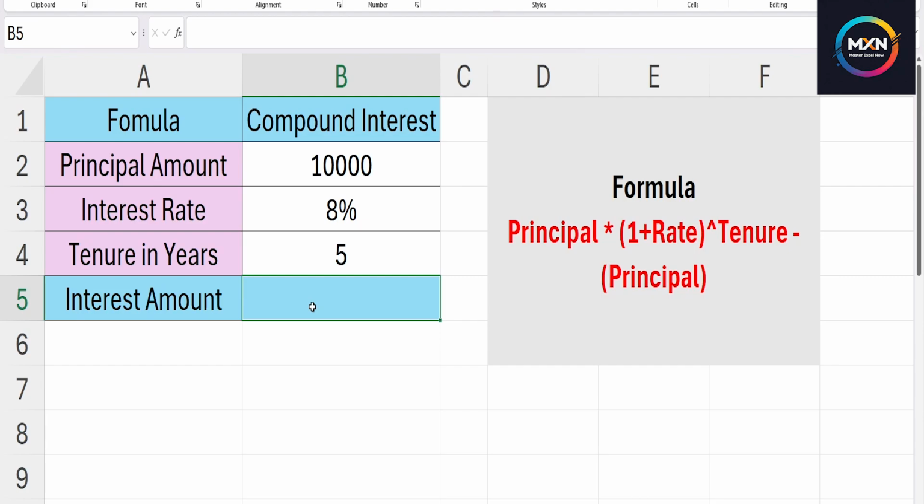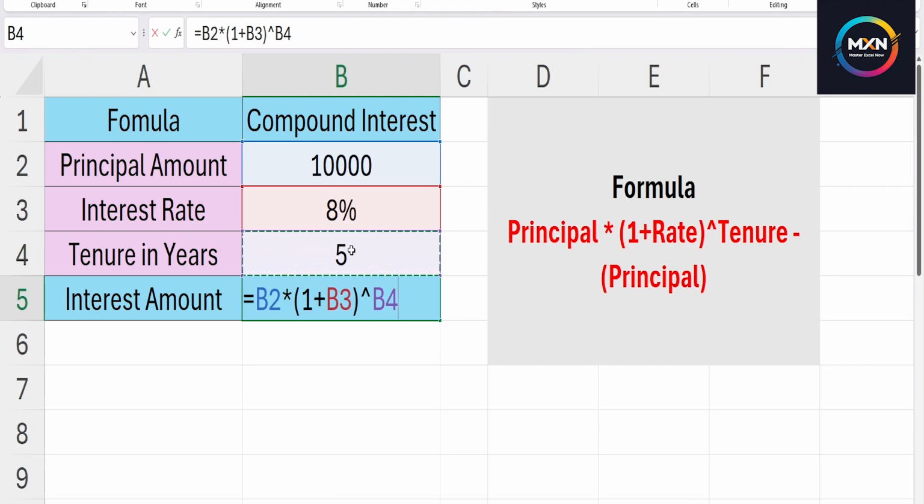Let's see how we can do this math in Excel. So here we have the principal as 10,000, interest rate at 8%, and tenure is 5. So what we are going to do is equals to, first is our principal, which is cell B2. Then we have to multiply it by 1 plus rate. Rate is 8%, brackets close, to the power. The symbol for power is a caret symbol. It's available on the number 6 on your keyboard. And then we say tenure. Tenure is 5 years.